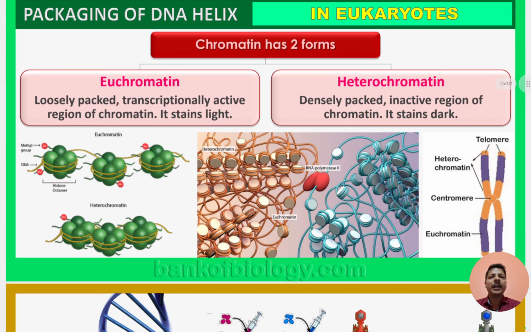Then chromatin has two forms. Chromatin is of two types, euchromatin or true chromatin, and heterochromatin. Euchromatin is loosely packed, transcriptionally active region of chromatin and stains light, and heterochromatin is densely packed, inactive region of chromatin, and stains dark.